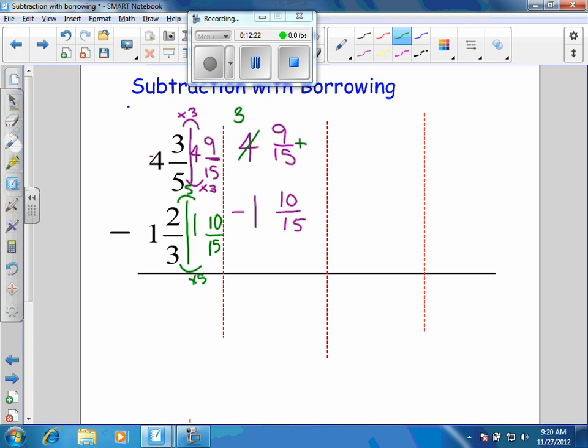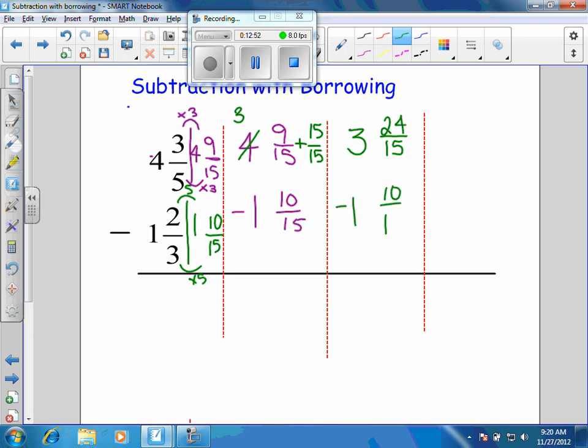What do I add here? You add 15. Perfect. You're adding a whole, and it looks like 15 fifteenths because we want it to have the same denominator. So I really am going to write this as 3 and how many fifteenths? 24. 24. And take away 1 and 10 fifteenths.